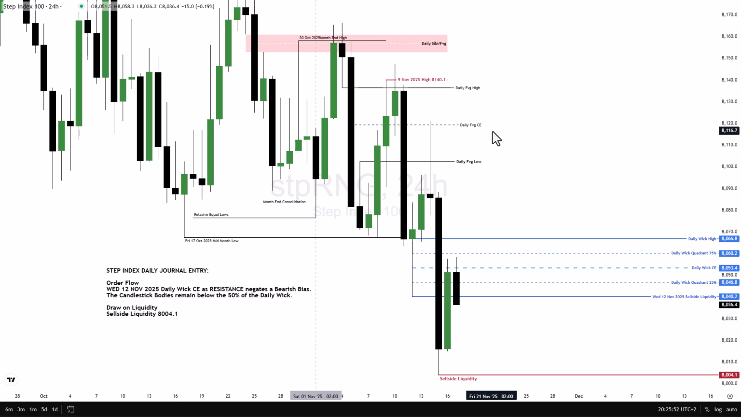The reason why I trade this one specific market, which is STEP index, is because I can wear different hats. I can day trade, I can swing trade, and I can scalp. I can do a lot in this market. I don't need to look at any other market. STEP index is the way for me.